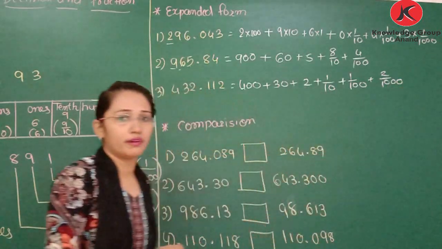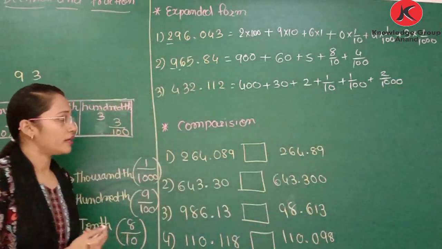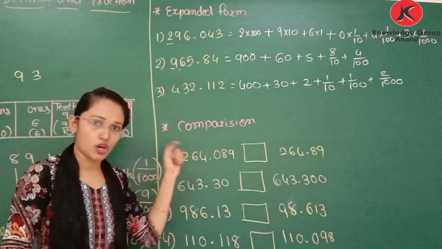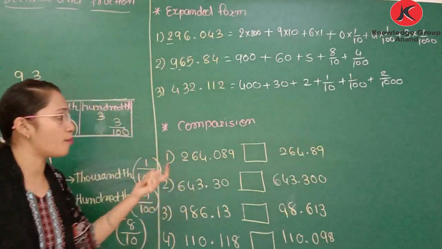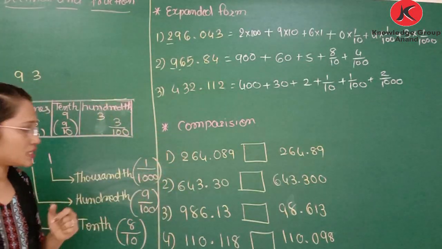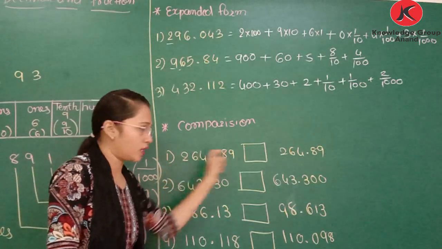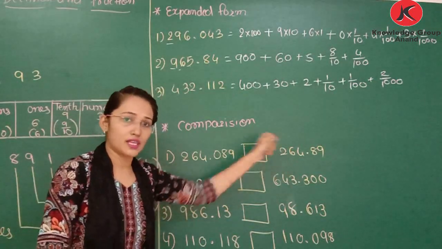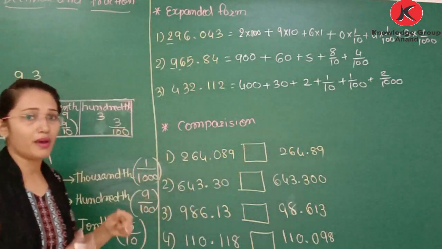This thing we already learned in 6th standard. Now comparison. We also learned how we can compare decimal numbers. How do we start? Look at the first digit and compare it. If they are the same, then move to the next digit. So one by one we need to compare.